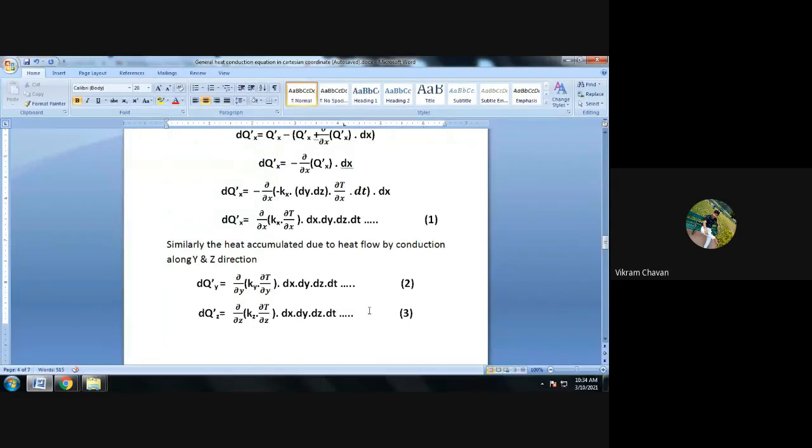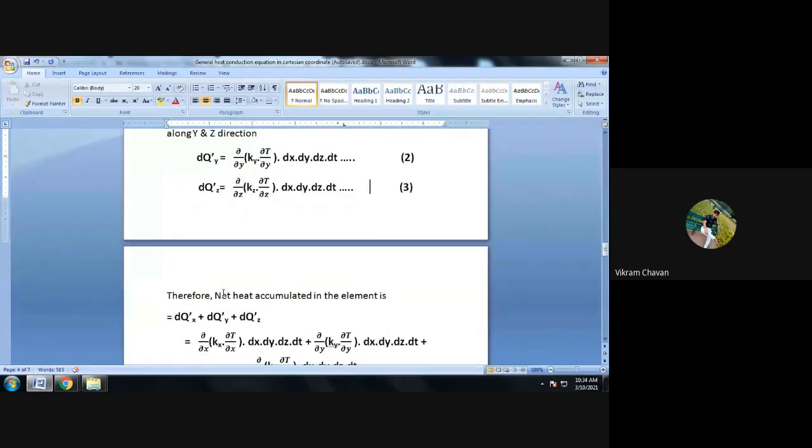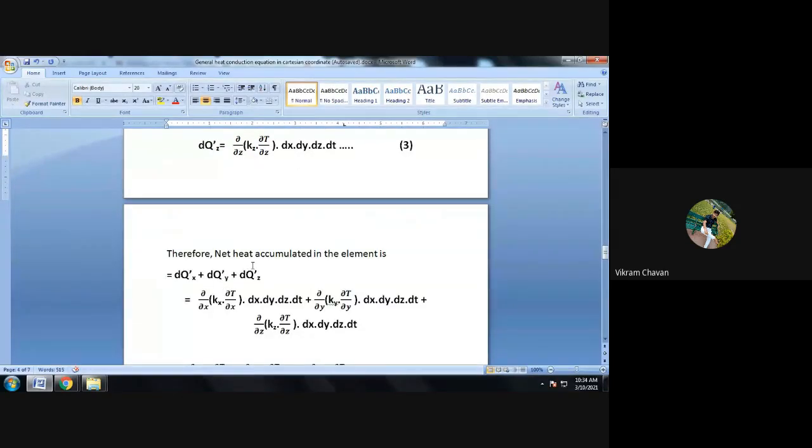Now the total net heat accumulated will be the addition of these 3 equations. The total net heat accumulated by conduction inside the element will be the addition of these three equations. Therefore the net heat accumulated in the element is dq dash suffix x plus dq dash suffix y plus dq dash suffix z. So we have to add up all 3 equations over here. This is equation number 1, this is equation number 2, and this is equation number 3.